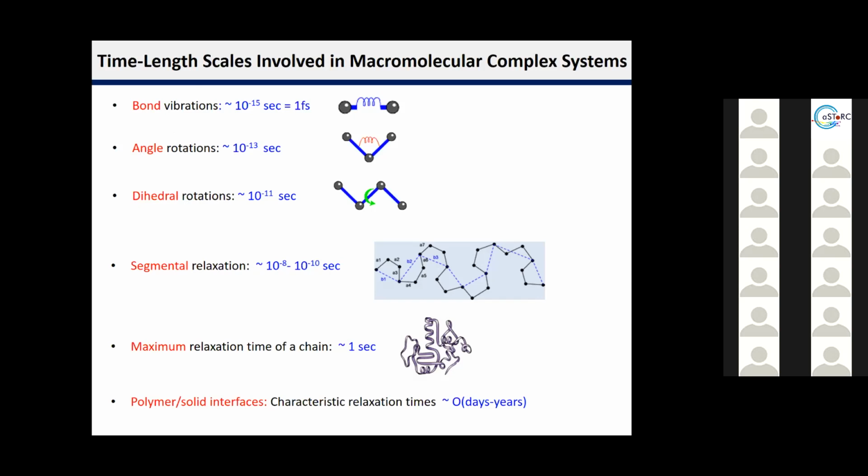Then, if we observe the times related to larger parts of the chain, like here, the relaxation time can be in the order of 10 to the -8. And for polymer interfaces, the characteristic times can be in the order of days or even years. Because of that, it's not possible to utilize a single method to study this kind of systems. And this is the core of multiscale modeling.